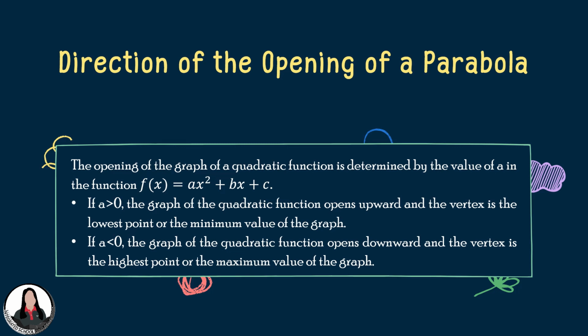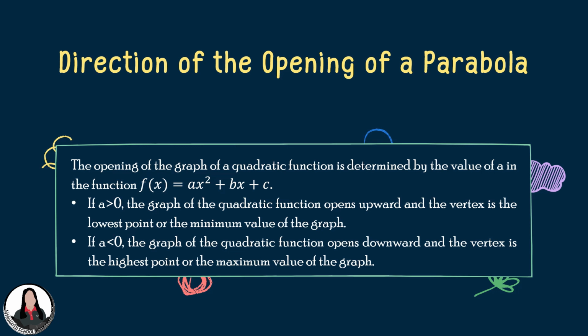Okay? So, anong ibig sabihin kung meron tayong value ng a? So if a is greater than 0, so that means a is positive, the graph of the quadratic function opens upward and the vertex is the lowest point or the minimum value of the graph. Otherwise, if a is less than 0 or negative, the graph of the quadratic function opens downward and the vertex is the highest point or the maximum value of the graph.